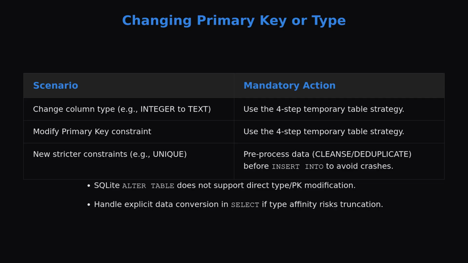If the conversion is non-trivial or risks data truncation, explicit data conversion must be handled within the SELECT statement during the data copy phase. Furthermore, if the new schema introduces stricter constraints, such as a unique index, the migration SQL must include specific logic to cleanse or deduplicate existing data before the INSERT INTO step. Failing to pre-process the data will result in constraint violation crashes during the migration execution.